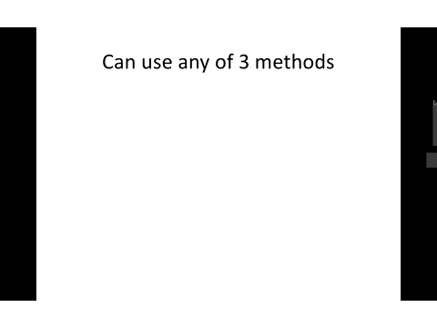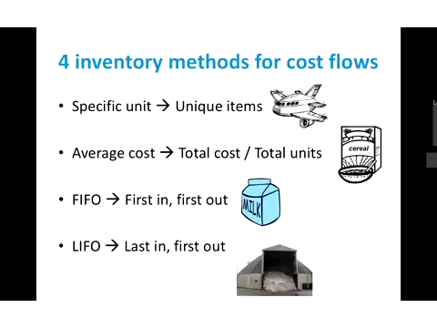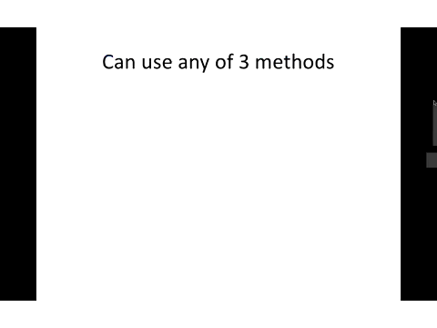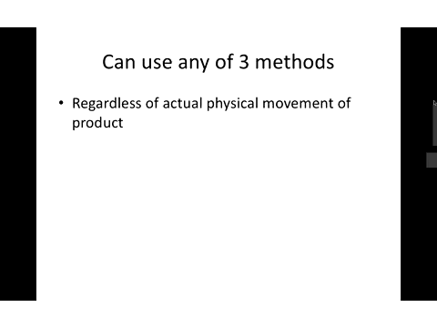So when I said you can use any of 3 methods, I'm talking about the bottom 3. Specific unit is so special that it's kind of different, but I'm talking about weighted average, FIFO, and LIFO. Companies can use any of the 3 methods if they're not using specific unit. They can use any of the 3 methods regardless of the actual physical flow of product. So you could take milk and say, I'm going to use the LIFO method for it, and that would be all right.